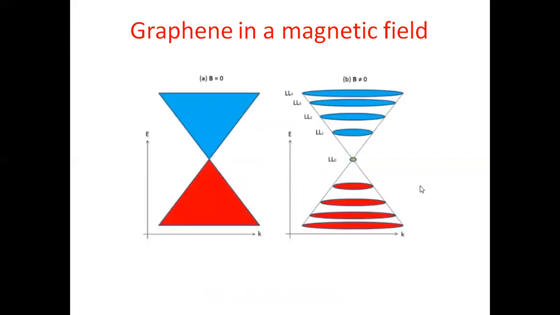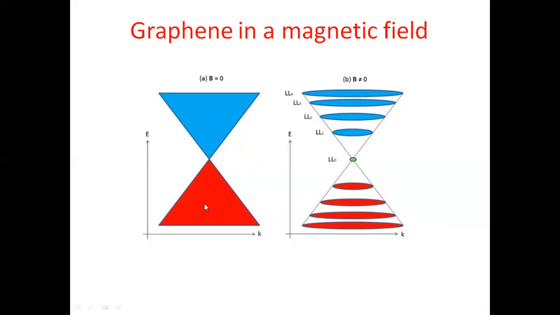Now, if we look at the spectra of the graphene in the absence of magnetic field, we know that graphene is a two-dimensional material whose energy eigenvalues are linear in k.